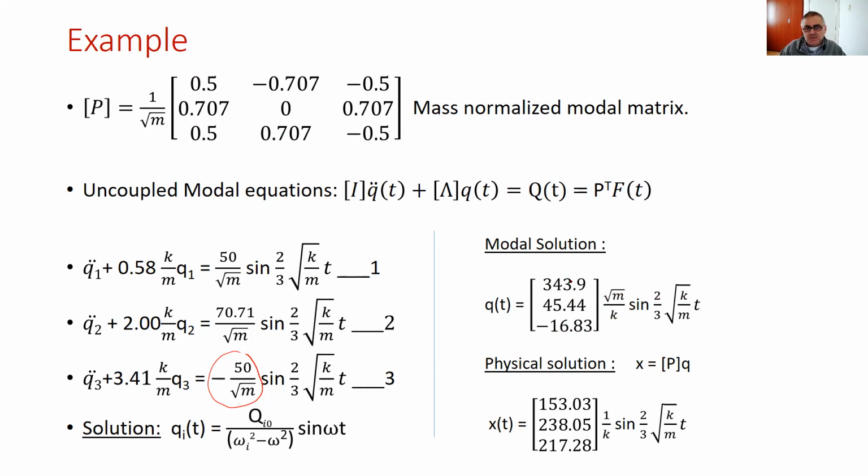Then, after obtaining q of t, we obtain the physical solution from x equals Pq, which gives you the following physical solution: 153, 238, and 270. These are the physical amplitudes, and the amplitude also contains a 1 over k term, but that doesn't matter really. So that's all for now.